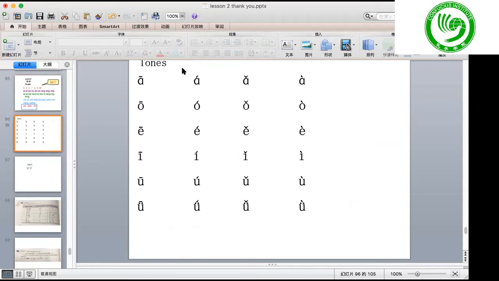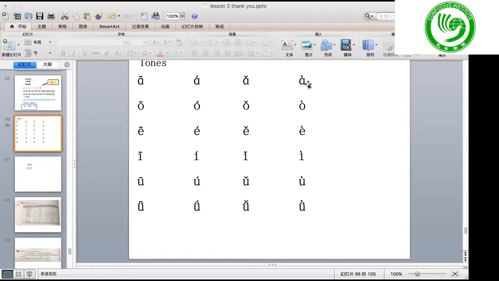So we have four basic tones. This is the first tone. How to write the first tone? Flat. Yes. And the second tone, it is here. These are all second tones going up. And third tone, going down and then up. Last tone, going down.